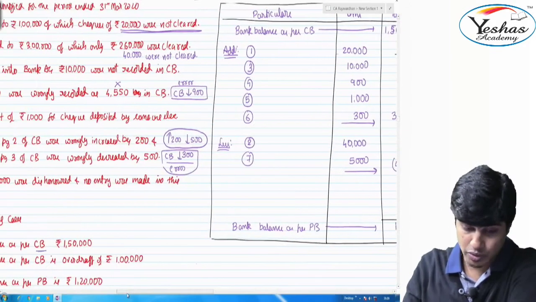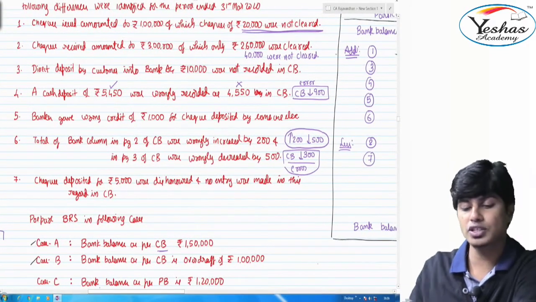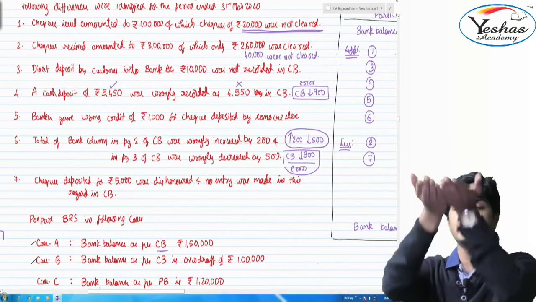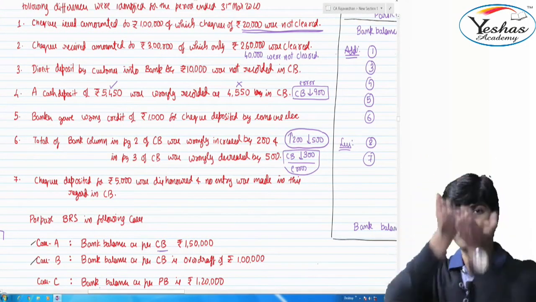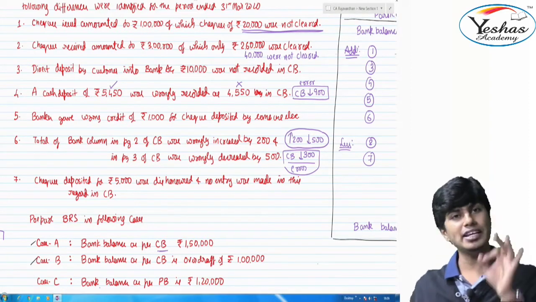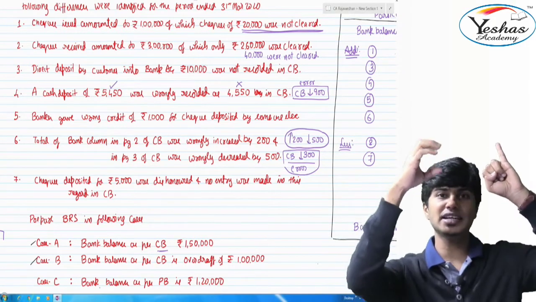Come on, let's go to the sixth one. Total of bank column in page 2 of cash book was wrongly increased by 200. Wrongly you increased it by 200. Then you wrongly decreased by 500. So technically it has come down by 300. Plus 200 minus 500 is minus 300. So your cash book has come down by 300.